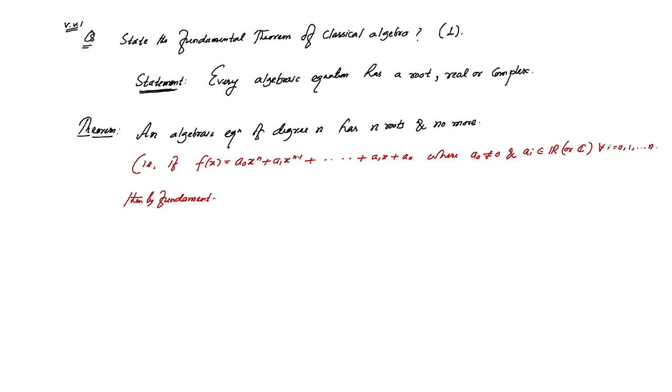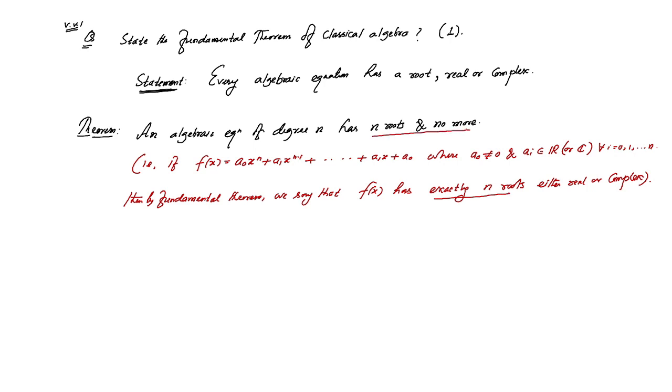then with the help of the fundamental theorem, we say that f(x) has exactly n roots, either real or complex. Exactly n roots, that means it has n roots and no more. Okay, now we can prove it with the help of the fundamental theorem.